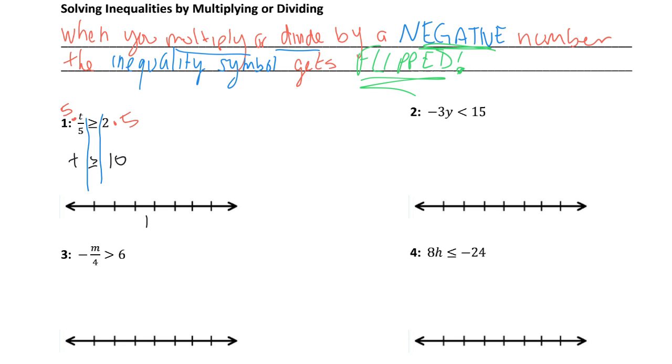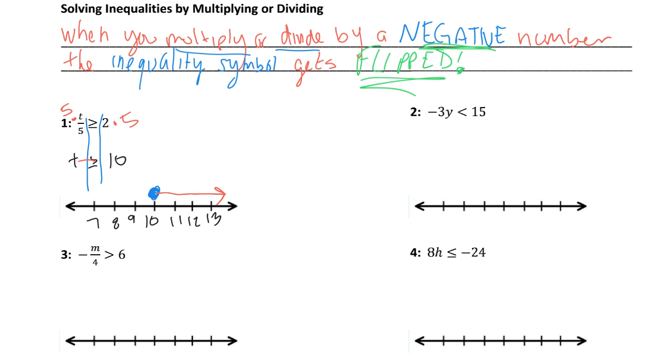So you could number your number line. Okay. Then I know it's a closed circle going to the right. Okay. So that should have been pretty straightforward. You just do the opposite operation. All right, looking at number 2.